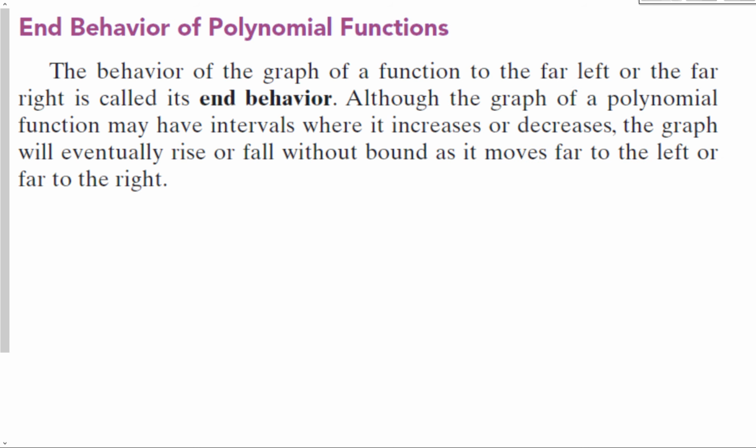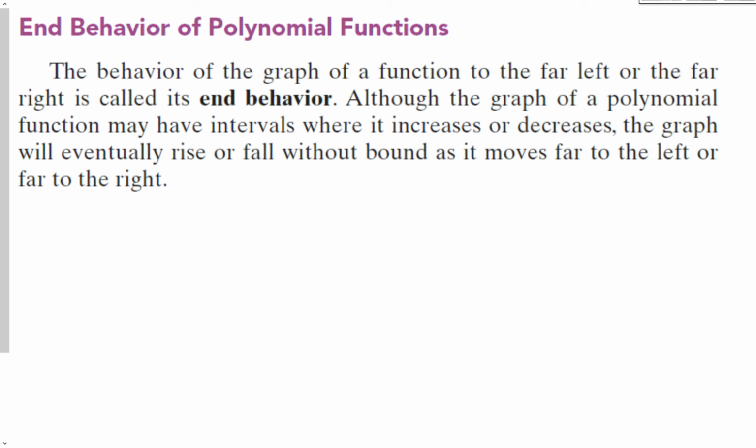So, end behavior. The end behavior of a graph of a function is the behavior to the far left or the far right. Although the graph of a polynomial function may have intervals where it increases or decreases, the graph eventually will rise or fall without bound as it moves to the far left or the far right. And this is true for any polynomial function, right? As we go further to the right, eventually it might do a couple turns, it might jump up and down in between, but eventually it's going to either go up or down. That's one of the properties of polynomial functions.